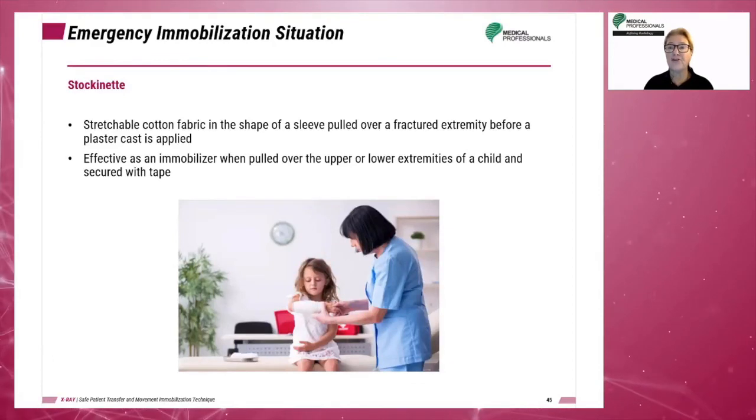Stockinette is stretchable cotton fabric in the shape of a sleeve. It can be pulled over a fractured extremity before a plaster cast is applied. Stockinette is effective in immobilizing the limbs. It is pulled over the upper or lower extremities of a child and secured with tape.